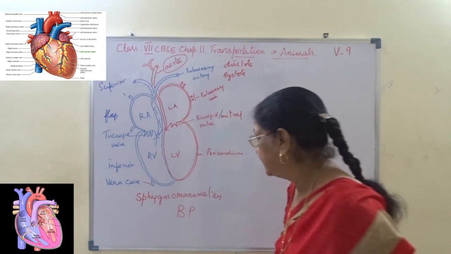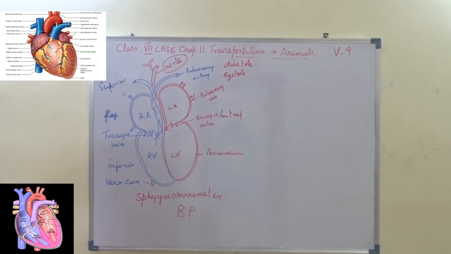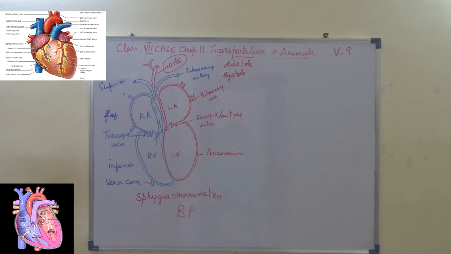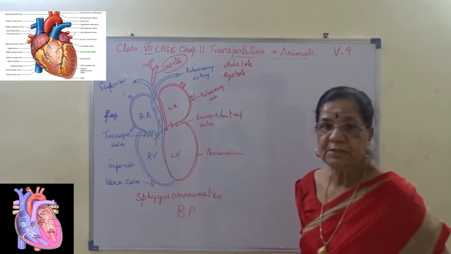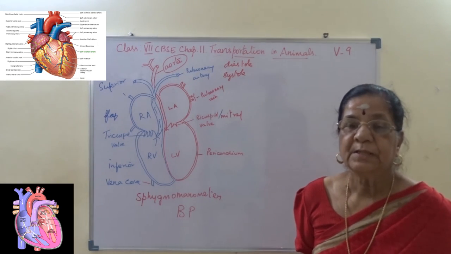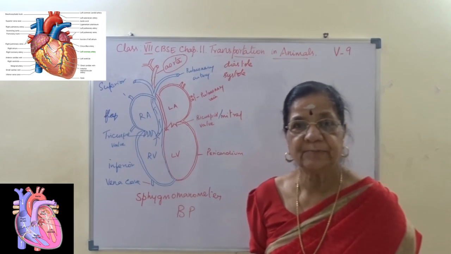Now this diagram, just for a minute. We should know about diastole and systole. The valves of the heart: bicuspid, otherwise called the mitral valve. From the right atrium to the right ventricle, it is the tricuspid valve. The vena cava carries impure blood. I hope you are able to follow this.